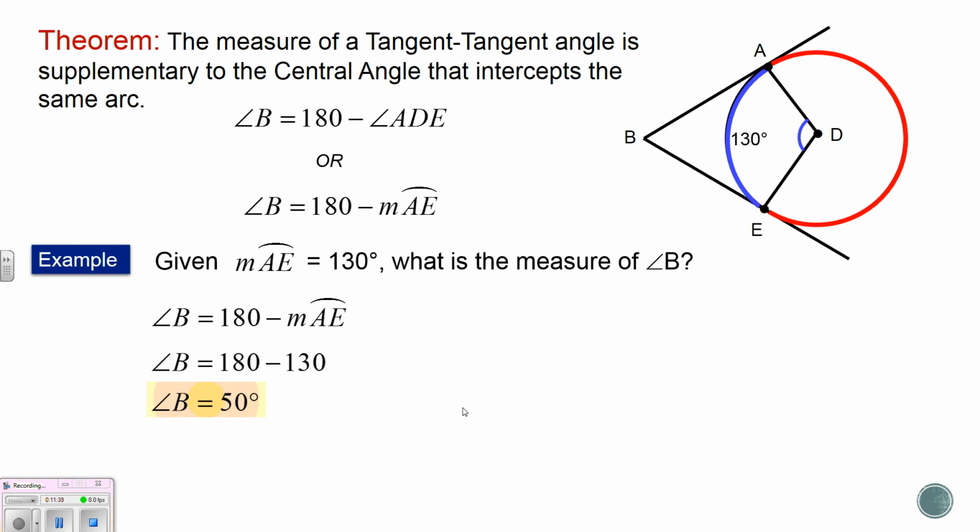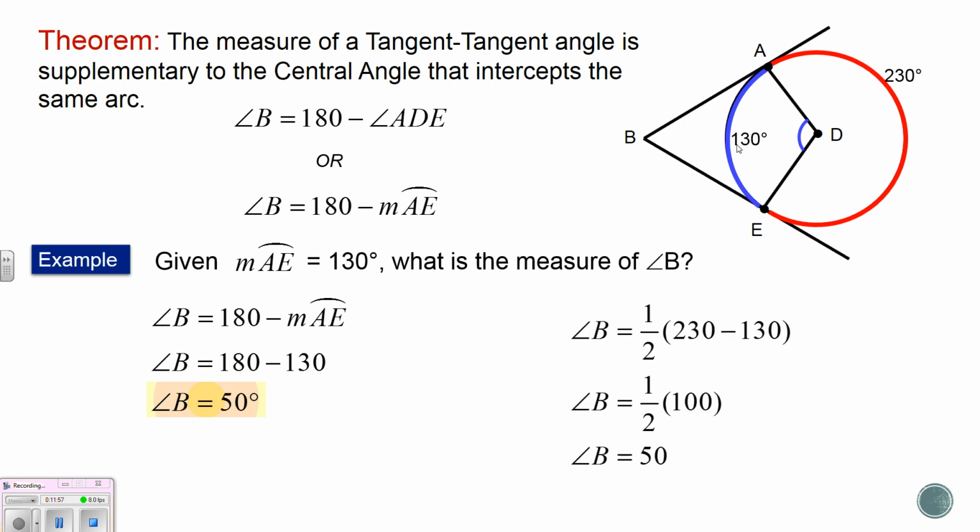But I want you to think of this. If you forgot this theorem and you still wanted to solve this question, you could. Because all you would have to do is figure out what 360 minus 130 is. That's 230. And then plug this into that original relationship where you take half of the big arc minus the little arc. And if you notice, you still get 50 degrees. So either way is fine.